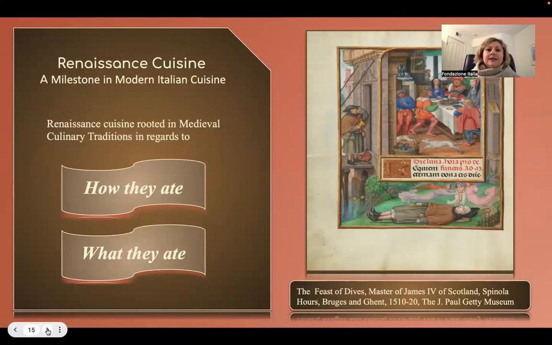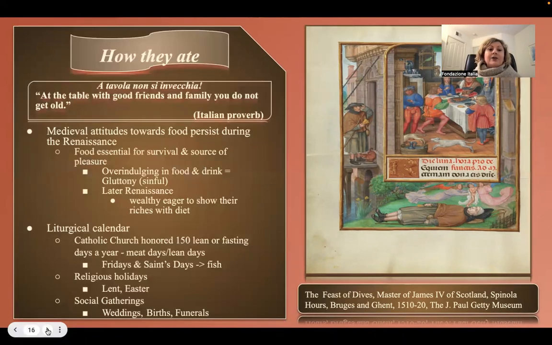Again, at the beginning, Renaissance cuisine is nothing else than a continuation of the medieval culinary traditions. And how they ate. The medieval attitudes towards food persisted during the Renaissance. For the earlier part of the Renaissance, food was seen as essential for survival and sustainability.